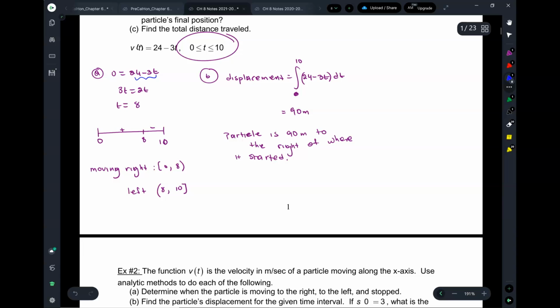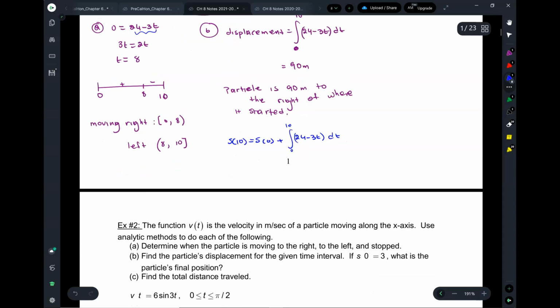The final position, s of 10, is equal to s of 0 plus the integral from 0 to 10 of 24 minus 3t dt. This is the final position. Okay, the 90 is just how much it moved over the 10 seconds. All right? So in the problem, we're told s of 0 is 3, and this one is 90, so that's 93 meters. Okay.